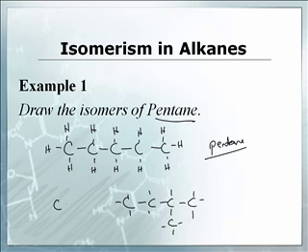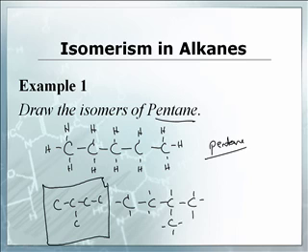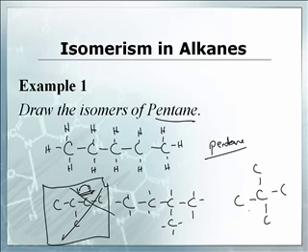Now, could I draw another one? I could draw this one: 1, 2, 3, 4, and 5, like that. Well, that's just like the one you just drew, because it's flipped. So that one doesn't count. That's not truly an isomer. But you could do this one, though, guys. This one is also an isomer of pentane.